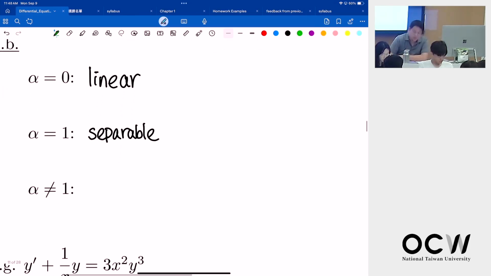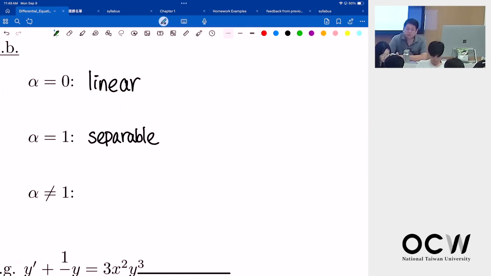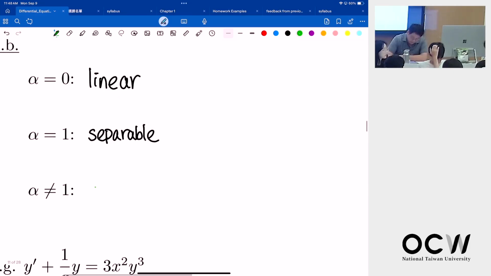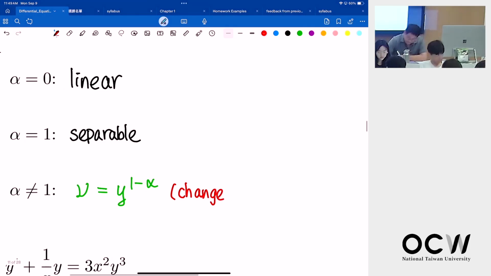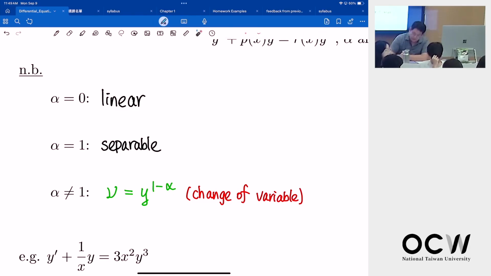Here we have another variable. We still do the changing of variables. Another variable called mu, which will be y to the 1 minus alpha. So if we let mu equal y to the 1 minus alpha, and then bring it back to the original differential equation. Let's see.